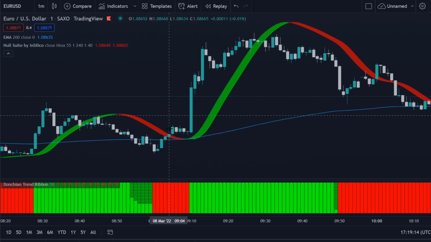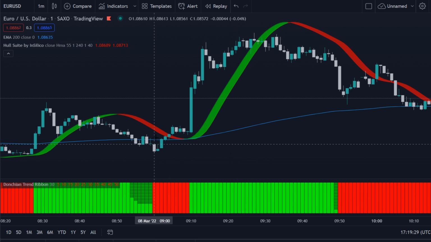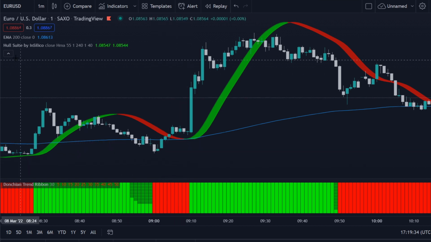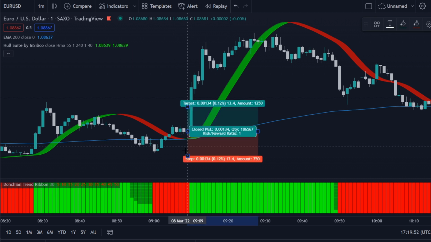Then let's say we're looking for buy opportunities, the price needs to be above the 200 exponential moving average. We drop down and we are looking at the donchian trend ribbon, and we are looking for red bars, so no green bars but red bars, and that is about here, from here to here. And then we are waiting for our Hull Suite indicator to turn green, and that is about here on this candle. So we grab our tool, because over here we see that the donchian trend ribbon is red, the price is above the 200 exponential moving average, and the Hull Suite turns to green.